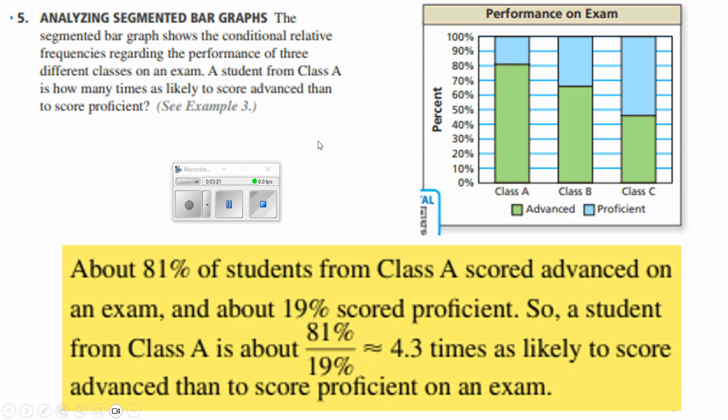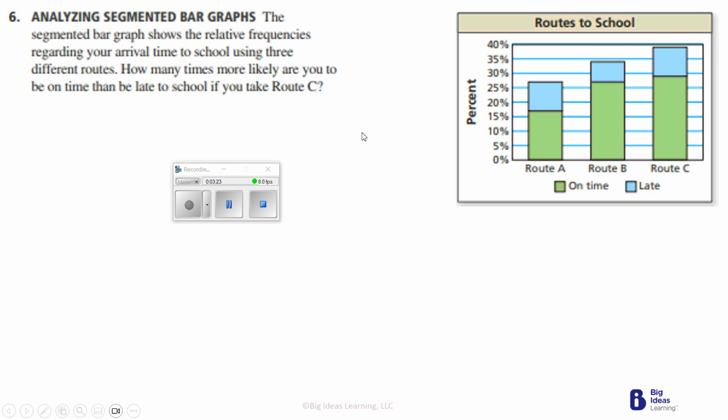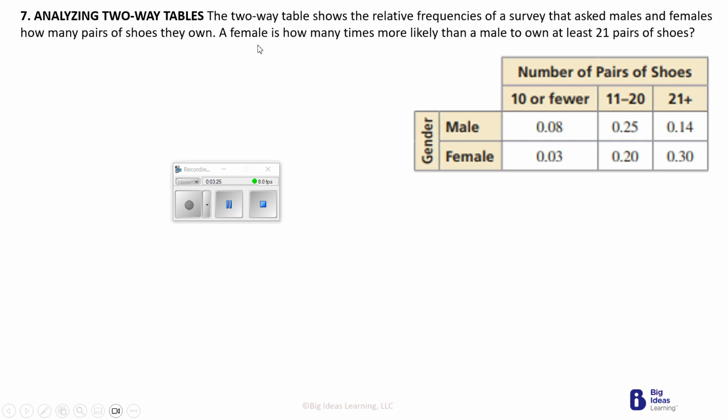All right, you have number 6 to do, and I'm going to go on to number 7. It says the two-way table shows the relative frequencies of a survey that asks males and females how many pairs of shoes they own. A female is how many times more likely than a male to own at least 21 pairs of shoes.